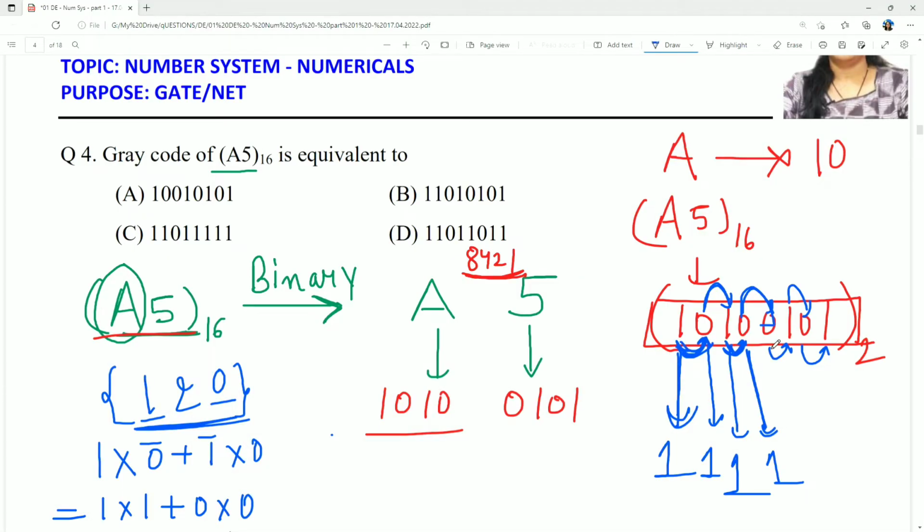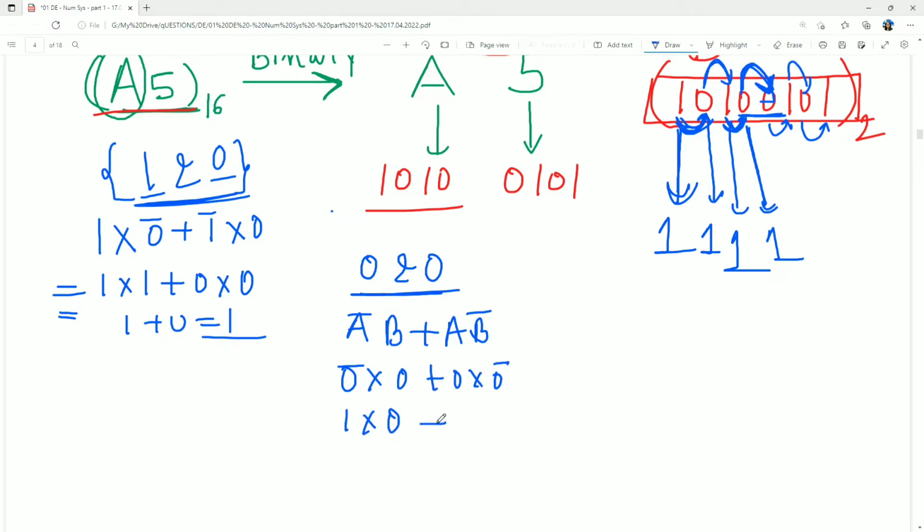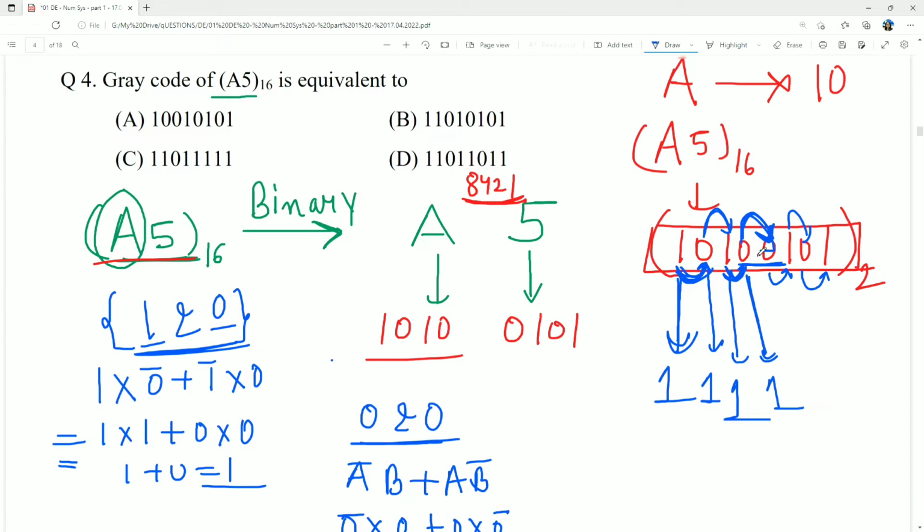Now the next two adjacent digits, for which you want to find the XORing operation, are 0, 0. And for 0, 0, what will be the XOR operation? If you have two bits 0 and 0 and you want to find the XOR operation, the process is A bar B plus A B bar. A and B both are 0. So it will be 0 bar multiplied by 0 plus 0 multiplied by 0 bar. So 1 multiplied by 0 plus 0 multiplied by 1, and you will have 0. So for these 2 bits, we will have a solution 0.